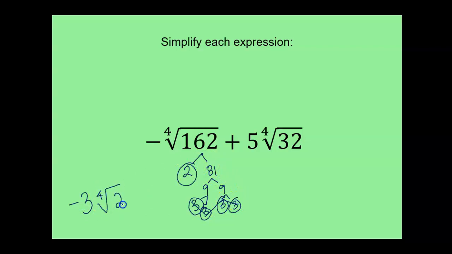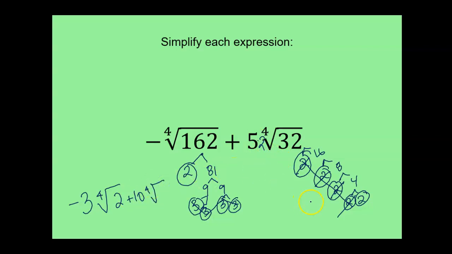It's still a 4th root, right? 32 is 2 times 16, and 16 is 2 times 8. 8 is 2 times 4, and 4 is 2 times 2. So I have 1, 2, 3, 4 2's that I can bring out. So 1, 2 comes out for the 4, right? And then I multiply it by the 5 that's already there. So this is going to be plus 10 4th roots of, and I just have that 1, 2 left underneath.